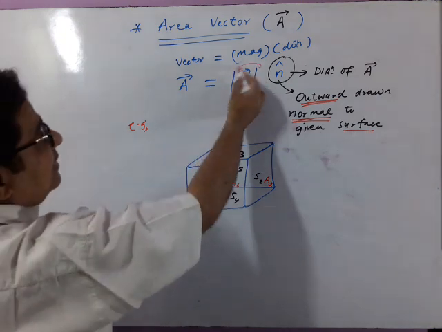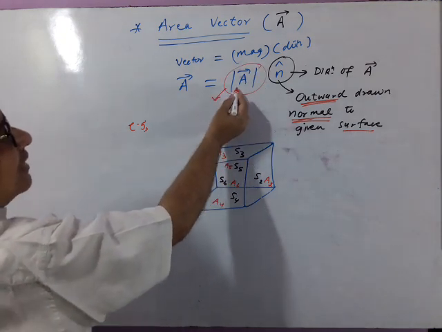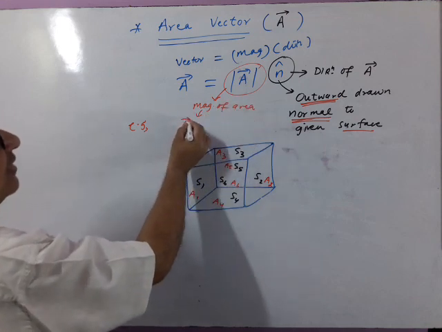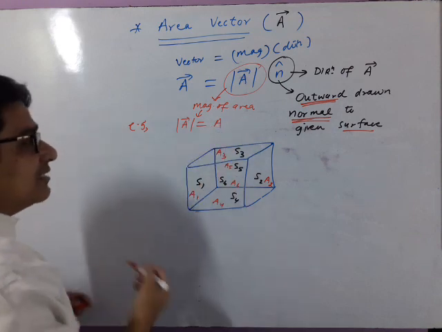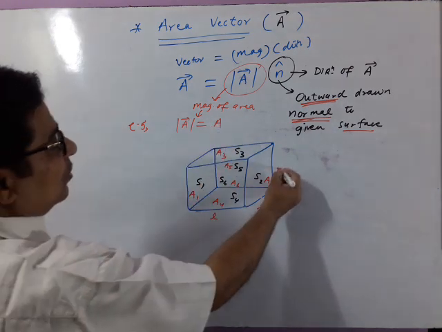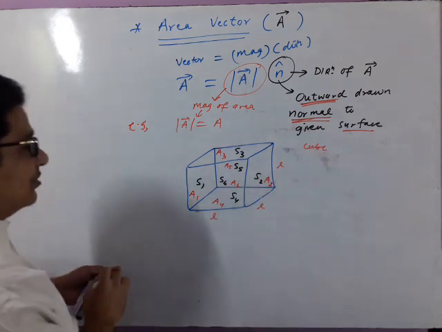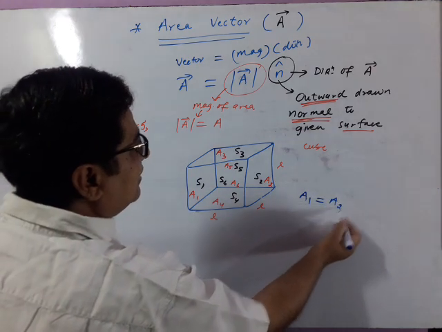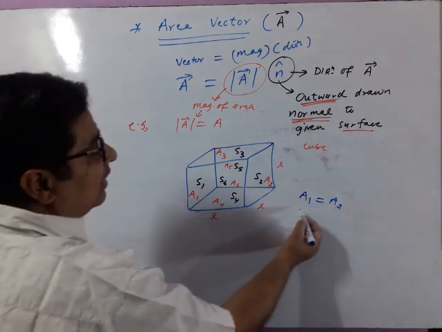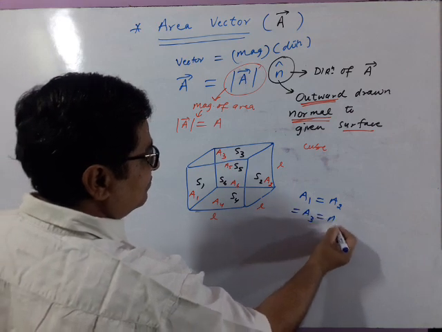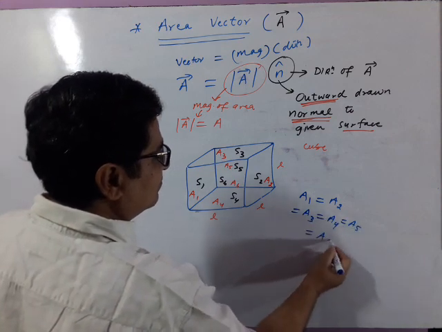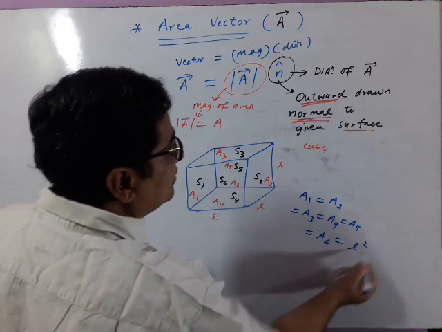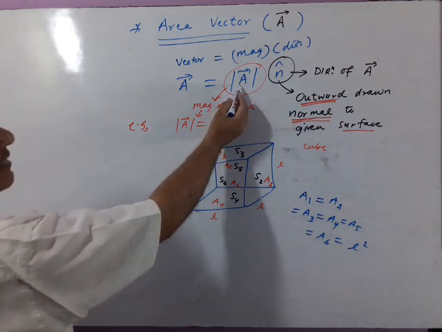You know what is the magnitude of area? You already know it. You write it with mod of A vector or only A. This is simple area. Like, it is one cube of side L each. So area 1, area 2, all the areas of this cube are equal. You know how to find area: length into breadth. It's a square sheet, L into L, L square. This is called mod of A vector or A.